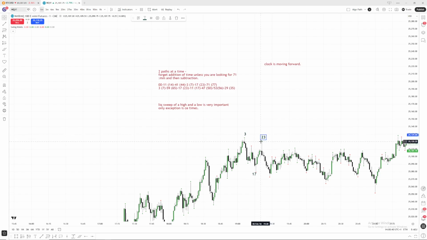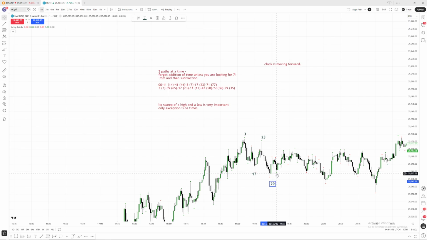Once I figure out this 3, 17, then I know I am in this algo, right? 3 and 17. So next it has to end at 71.77 or its discount GB level, which is 29.35. So when 1929 makes a low, you want to see what 35 does.